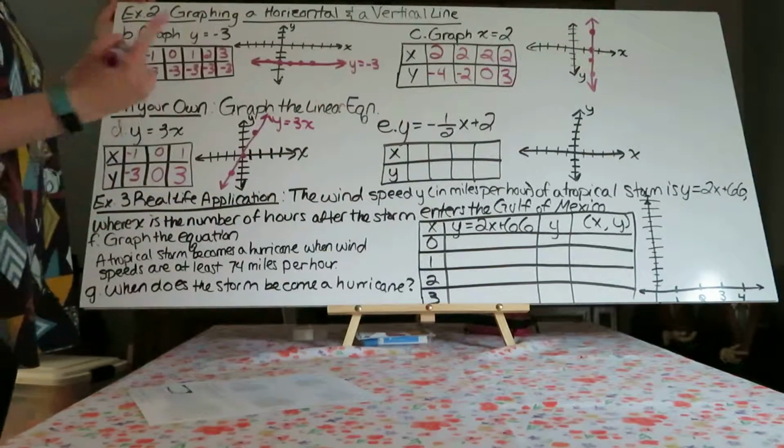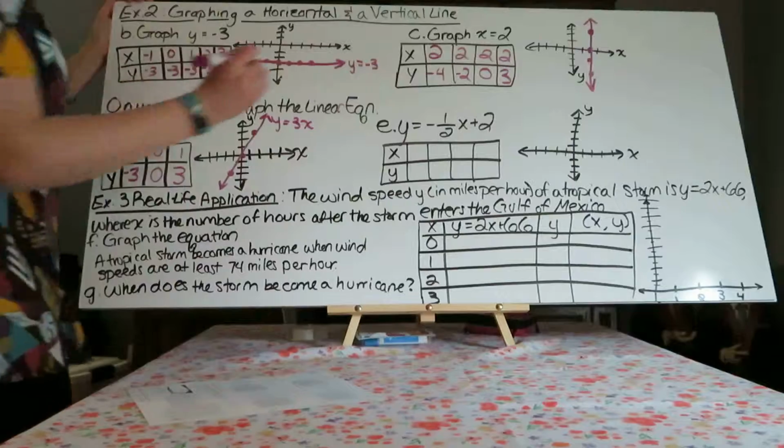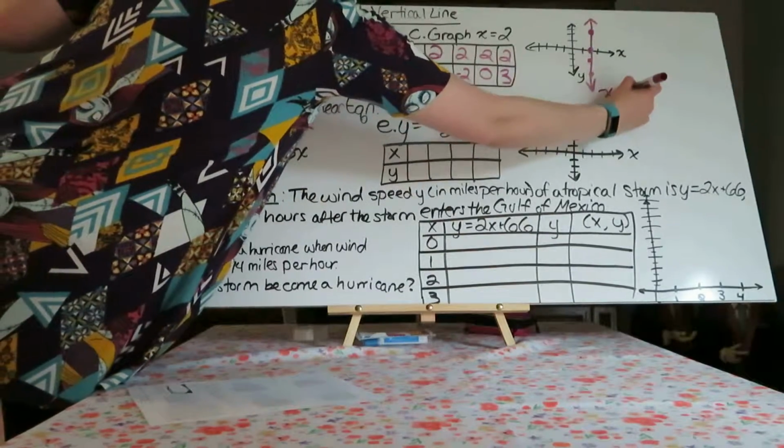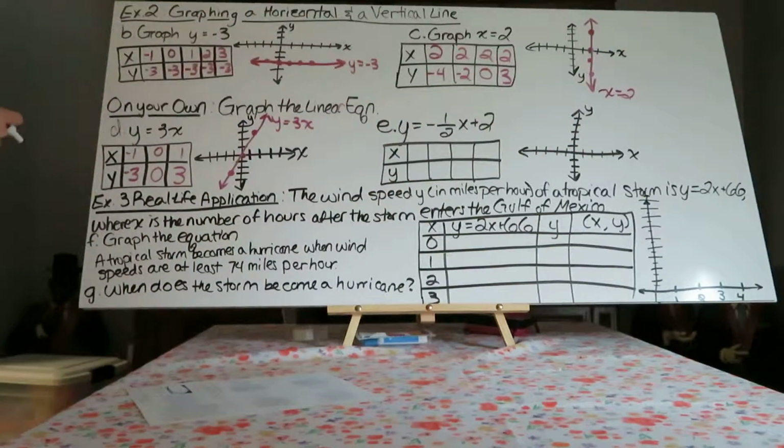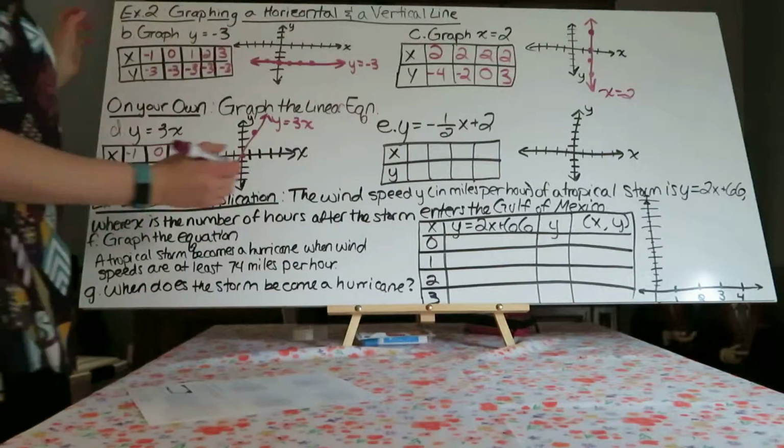Oh, that reminds me. What did I not do in letter C? That is correct. I did not label it. x equals 2. So I did go back and I did take care of that. Going on to letter E.